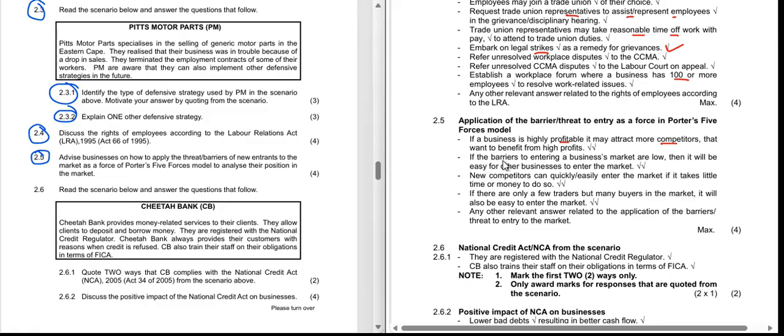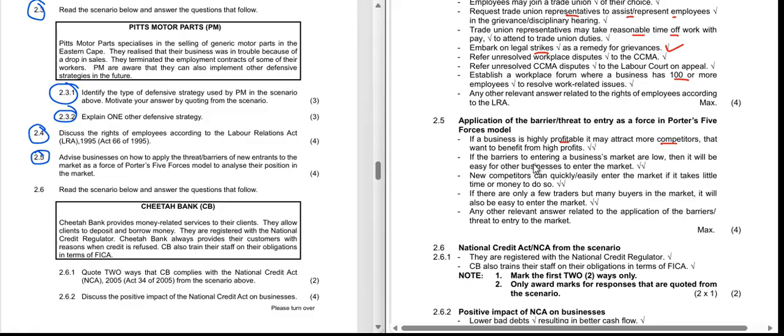And also if the barriers of entry in the market are low, like there's nothing much that someone needs in order for them to start the same business, it also means that there's a high threat that you might have more competitors. So you look at the barriers of entry, are they high or low? And then you look at the profitability of your business. Is it highly profitable? If it's highly profitable, then there's a huge threat.